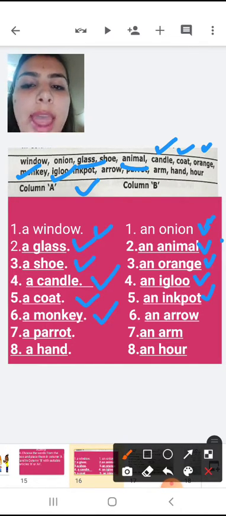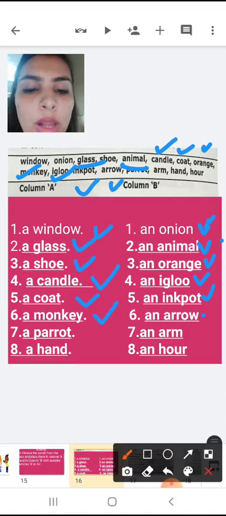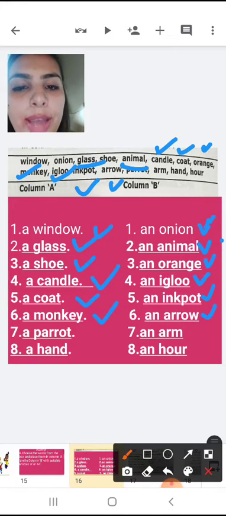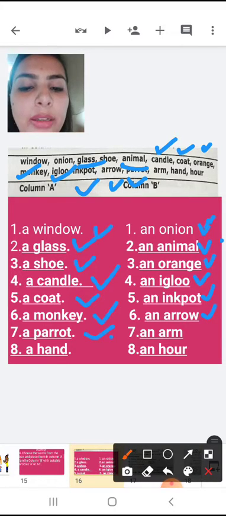Next is arrow. Arrow starts again with the letter A and A is a vowel. So we write AN before arrow. Write in column B: an arrow. And the next is parrot. Parrot starts with the consonant P, so write A before parrot. Next is arm. Write AN before arm because arm starts with the letter A and A is a vowel. So write in column B.